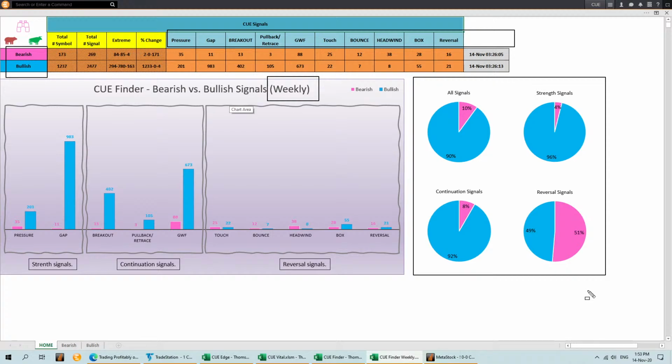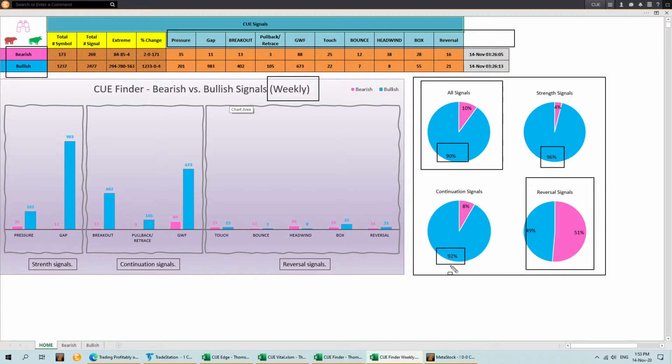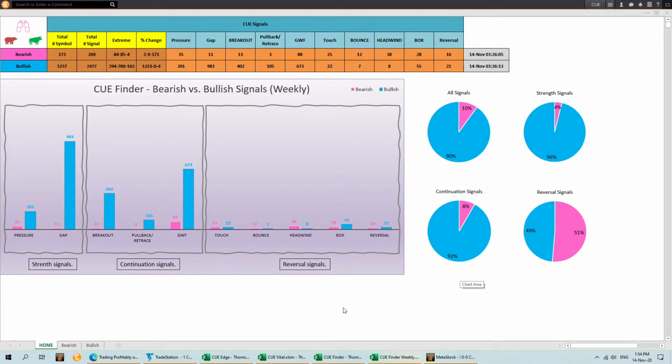Finally, we trade based on unambiguous trade signals if you are using Q techniques, and when the Q finder is bullish, I would prefer to take trades in the bullish direction, because here even the reversals are not bearish, it is mixed. And other than reversals, if we look at all signals, very bullish 90%, strength signals 96% bullish, trend continuation signals 92% bullish. Only reversal signals are not so bullish, but it is balanced. That is the weekly picture.